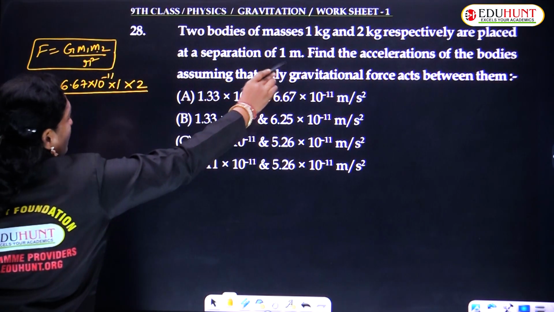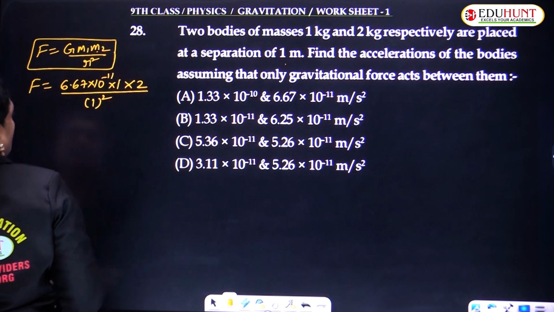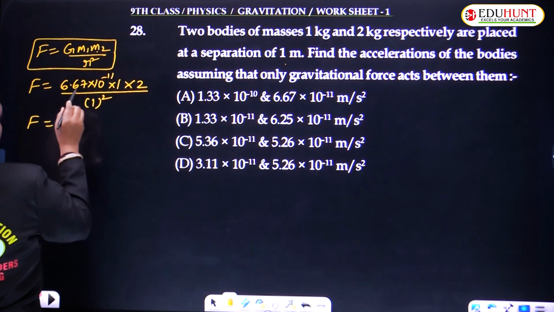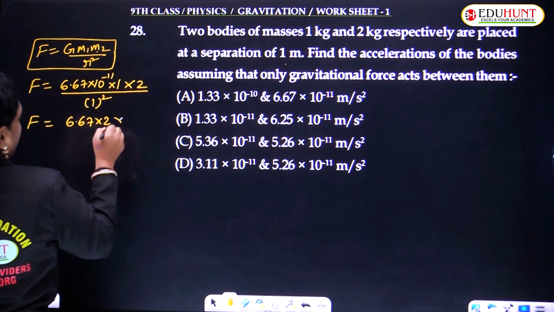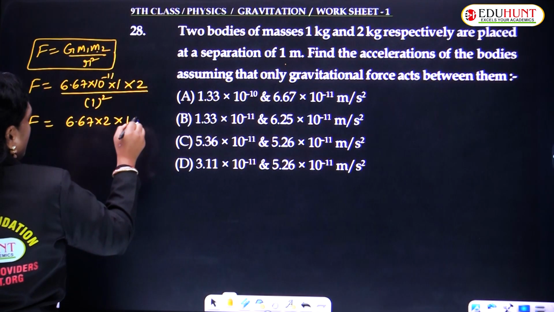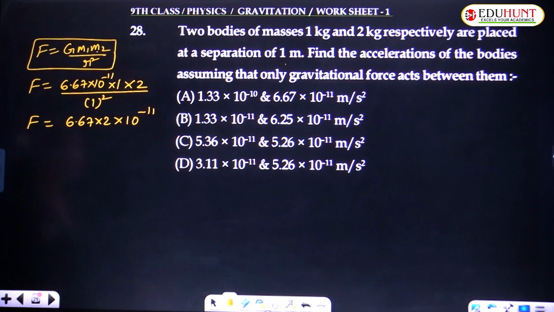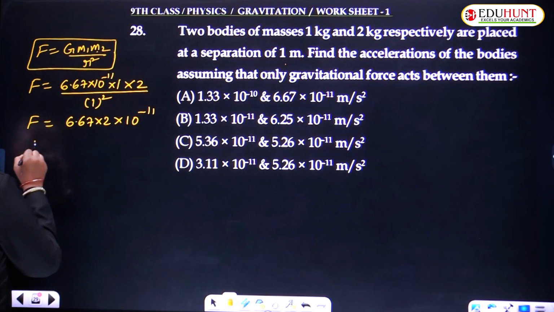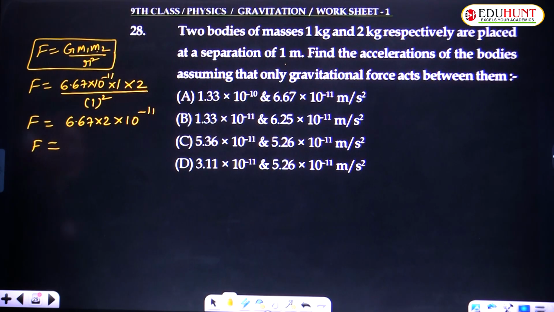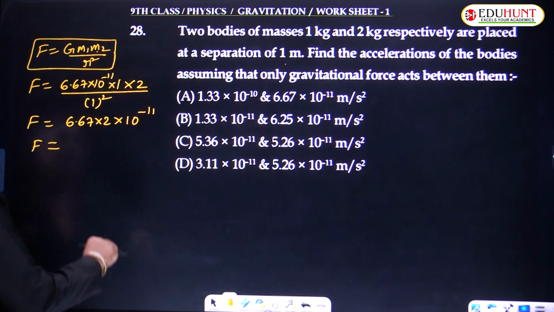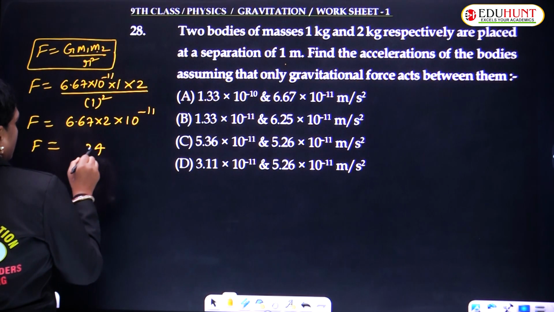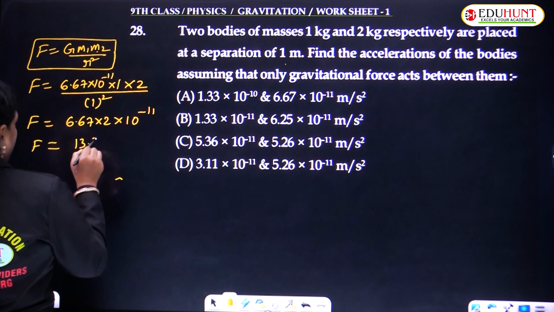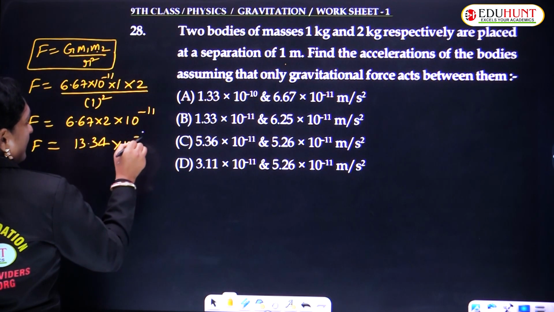The separation is 1 meter. So, the distance of separation is 1 meter, so 1 square. Hence, the value of F is equal to 6.67 into 1 into 2, which is 2, multiplied by 10 power minus 11. 1 squared is 1, so it will not change anything. So, the value is 6.67 into 2 times 10 power minus 11. So, how much is that, children? This is 13.34 multiplied by 10 power minus 11.